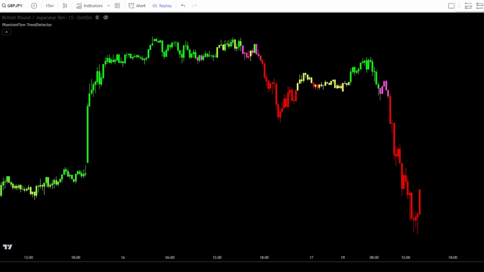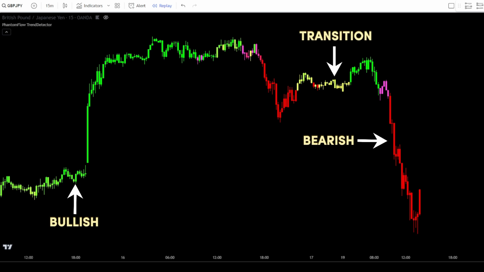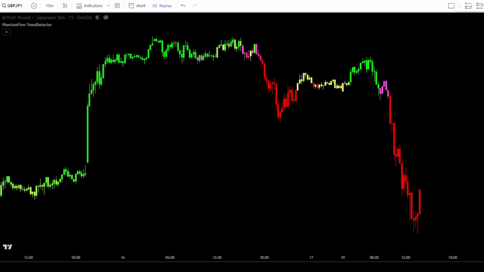To read this indicator, you need to understand the colors of the candlesticks. If the candlestick is green, it's a sign of a bullish trend. While if it's red, it indicates a bearish trend. However, if the candlestick is yellow, it can signal a trend correction or even a possible transition from bullish to bearish. If the candlestick is purple, it could also signal a trend correction or a potential transition from bearish to bullish. To get the best results when using this indicator, you should only enter trades when the candlestick is green or red.